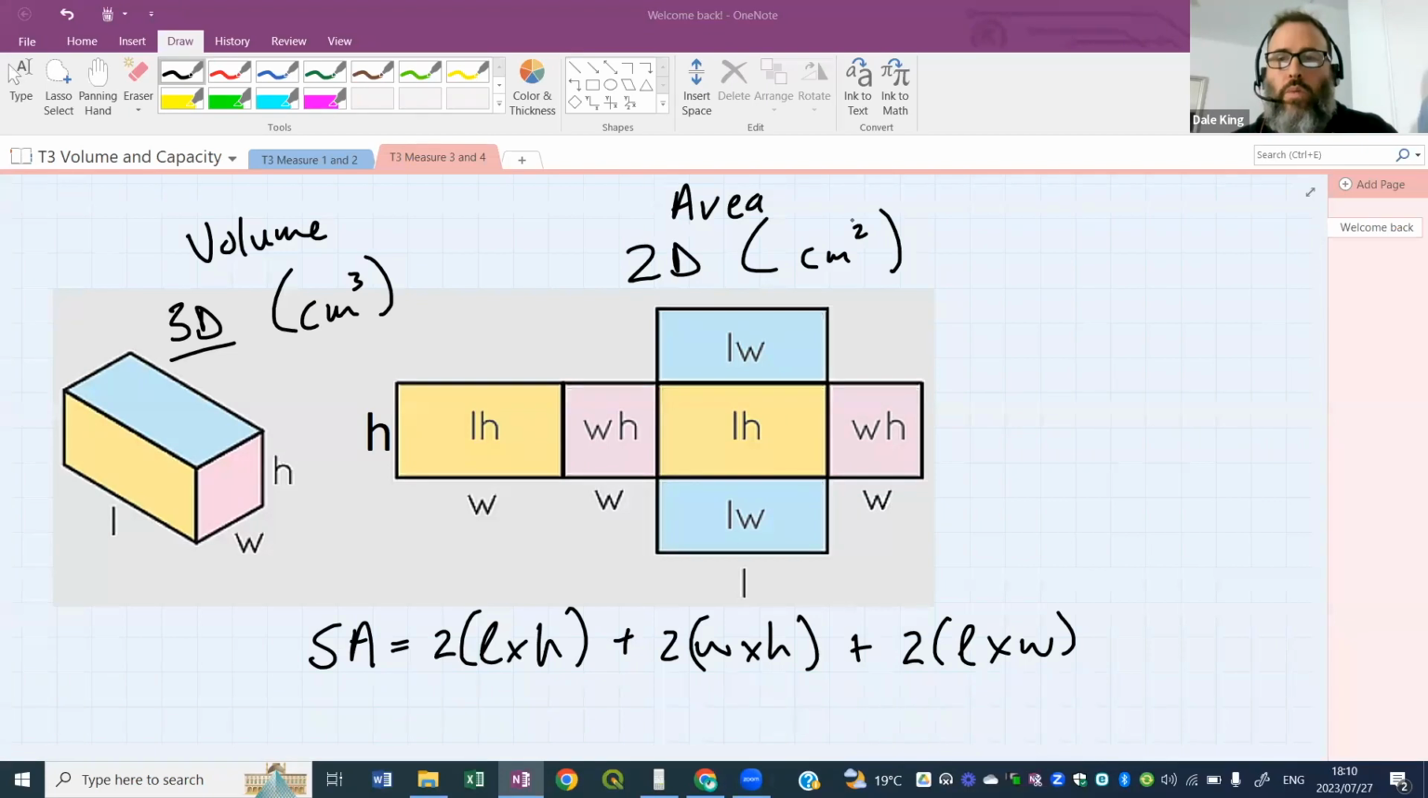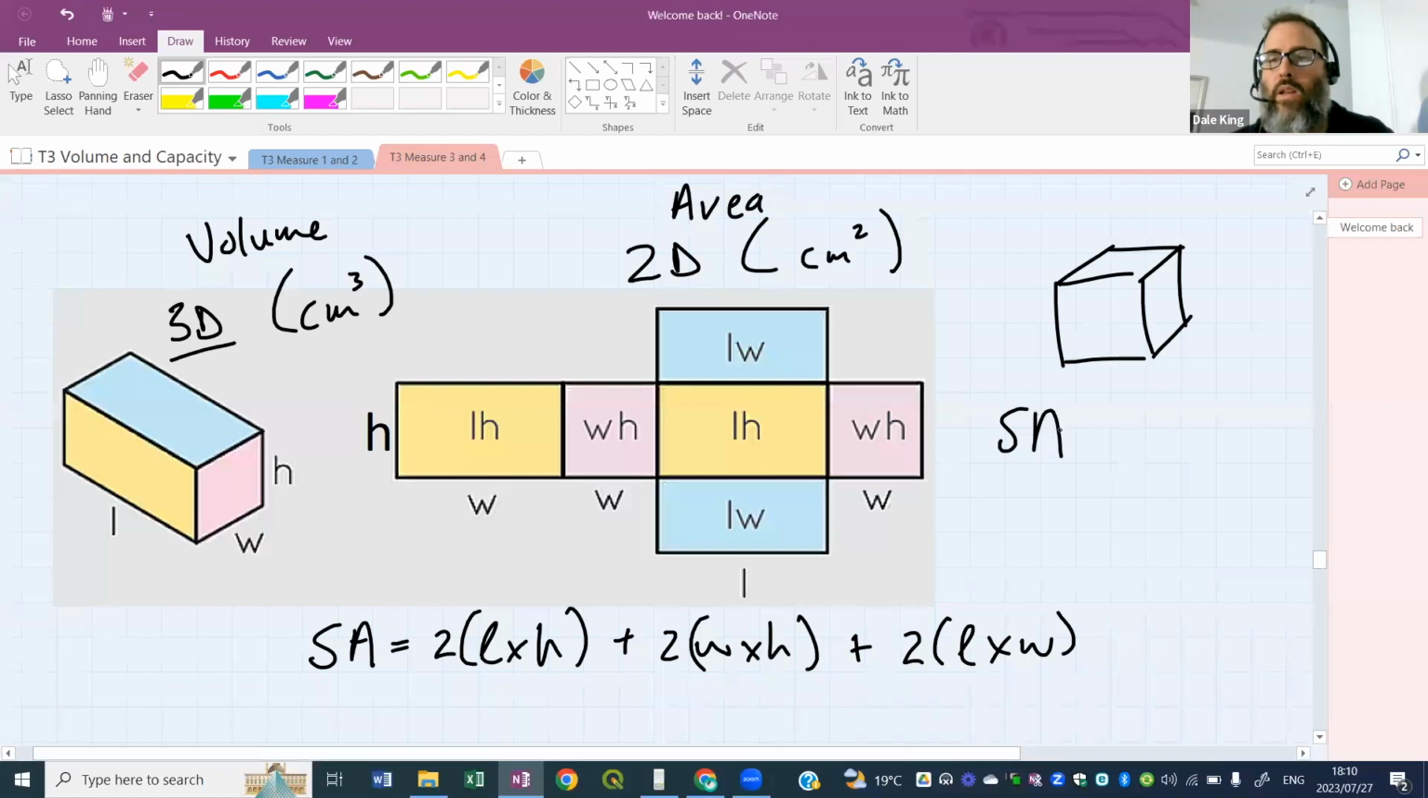So for a cube, a perfect cube shape, where all the sides are the same, the surface area, because all the sides are the same, it'll be length and length and length. Well, it looks like an E actually. Length, it'll be 6 length times length. All right, something like that.